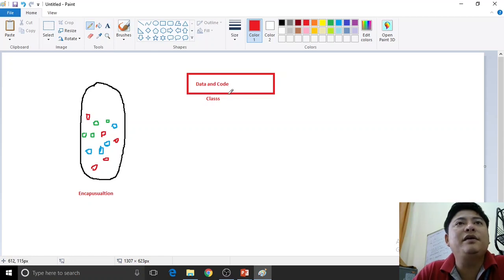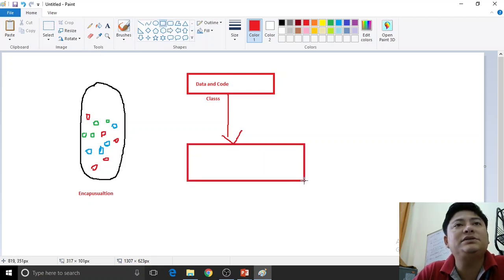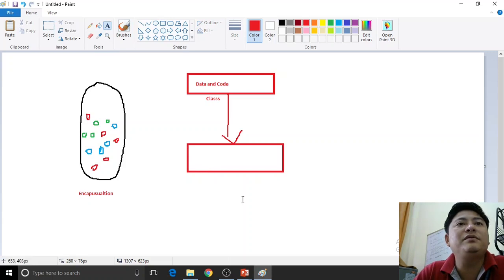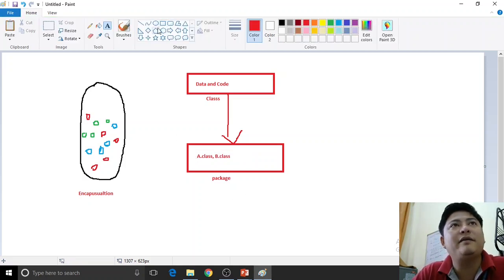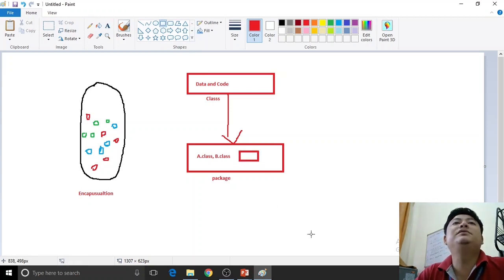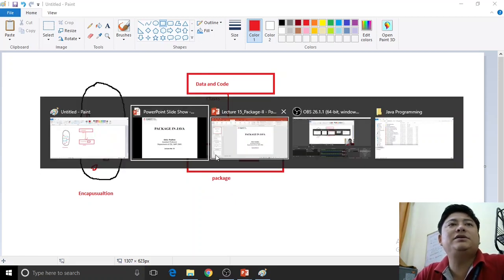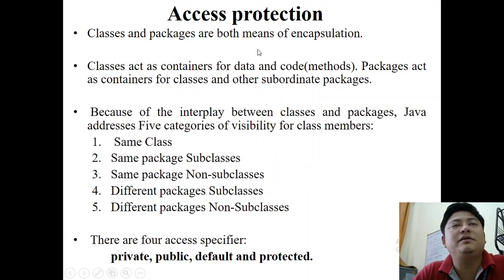Now we have seen that we can have many classes. One or more classes are stored in a particular directory or container called a package. Inside the package you may have class A, class B. Many classes you will have, including some subclass or sub package also. The classes act as a container for data and code, and the package acts as a container for classes including the sub package. That's how we have achieved encapsulation in Java.